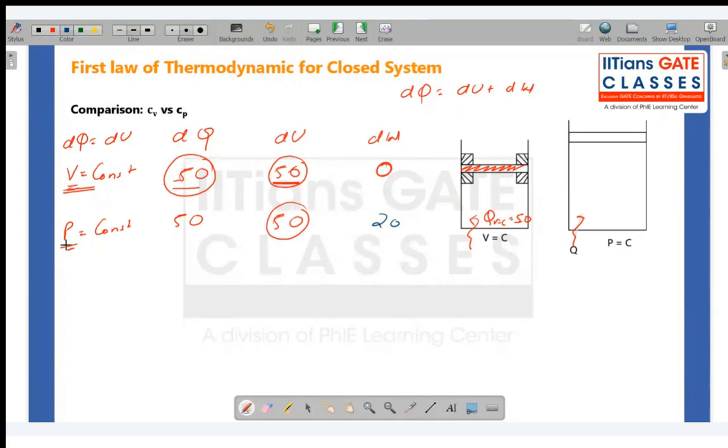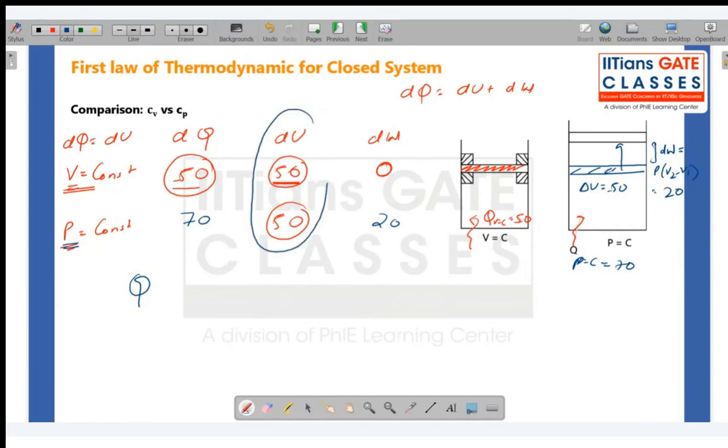So in constant pressure you would need 70 heat transfer. When you put in 70 at constant pressure, the change in internal energy will be 50, and the piston has moved from here to here. The work transfer involved is P(V2 minus V1), which is basically 20. These are random values, but I want to tell you that for the same change in internal energy, you have to give more heat transfer for constant pressure than constant volume.